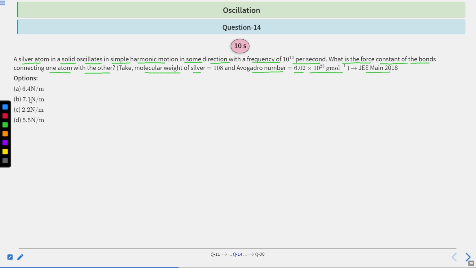So which option is correct? Option A is 6.4 Newton per meter. Option B 7.1 Newton per meter. Option C 2.2 Newton per meter. And option D 5.5 Newton per meter. Which one is correct? You have 10 seconds to solve this question. After 10 seconds, we will provide the solution.